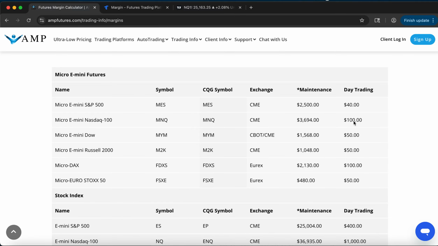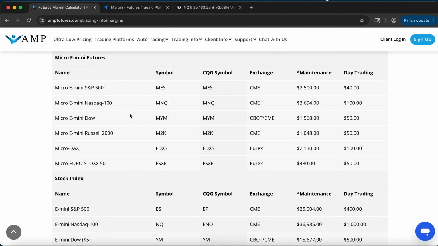For NAS, you need $100 to day trade, and to hold into the next day you need $3,694. Then the Dow. The Dow is pretty much US 30. That's weaker on the futures side compared to Forex. I know people coming from Forex, US 30 is usually the strongest of the three, but over here it's generally the weakest. So you need $50 to day trade. In order to swing trade, you need $1,568.